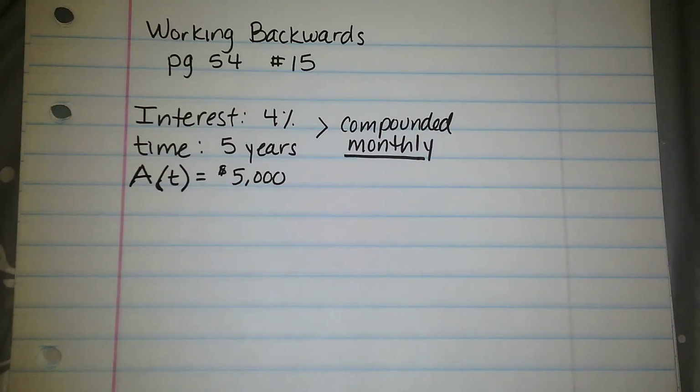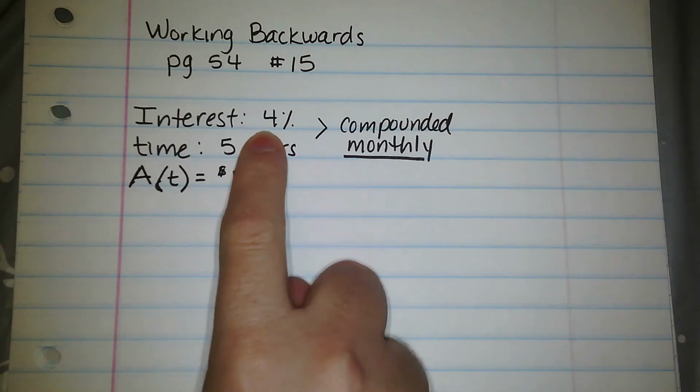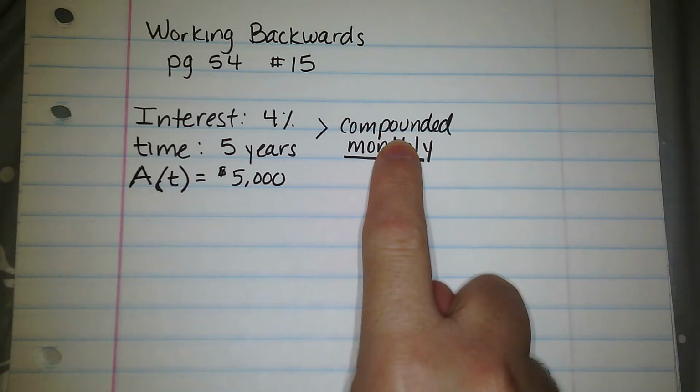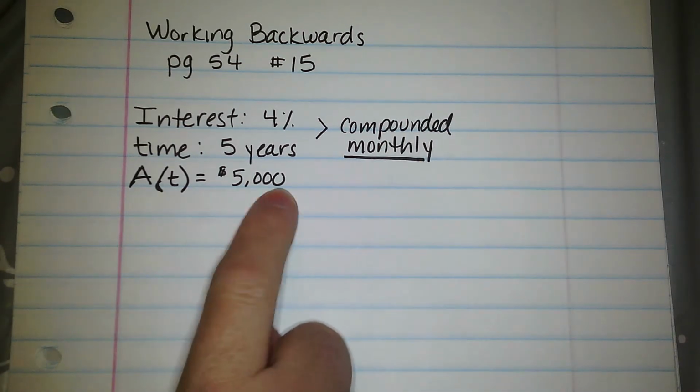Okay, so now what we're going to do is take a look at when they ask us to work backwards. The thing that makes us know that we're working backwards is because they're asking for the initial deposit that you would need to come out with this much money at the end. So the problem says, how much money needs to be deposited into an account that earns 4% annual interest compounded monthly to have a balance of $5,000 after 5 years?